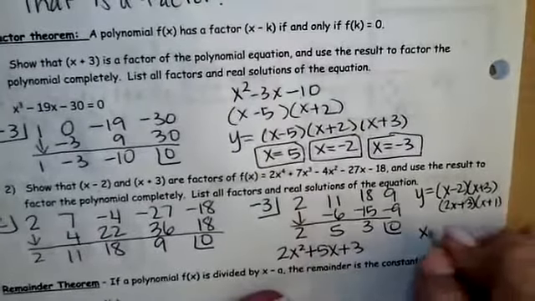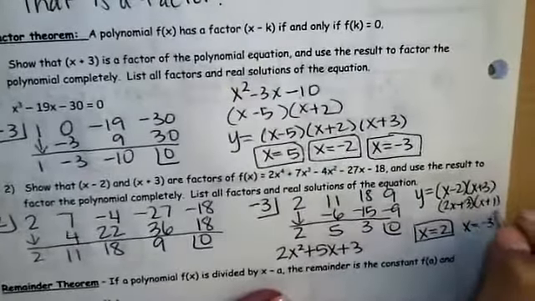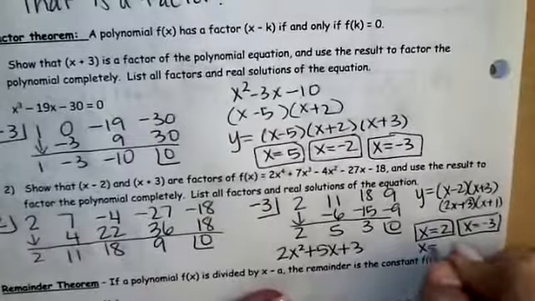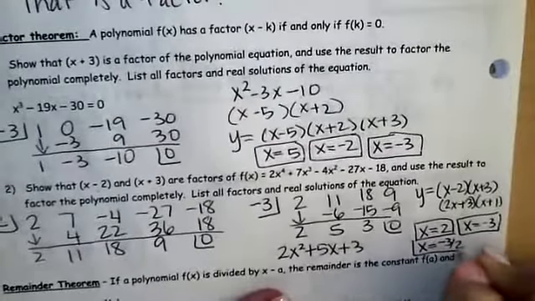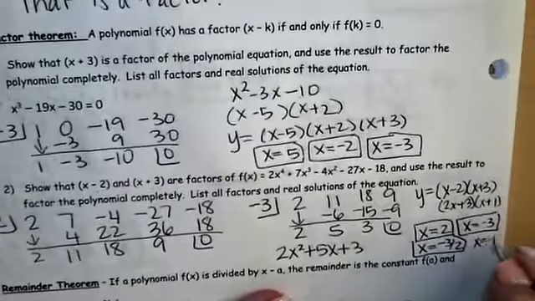And then for my zeros, we would have x equals 2, x equals negative 3, x equals negative 3 halves, because that's what's going to make this one 0, and x equals negative 1.